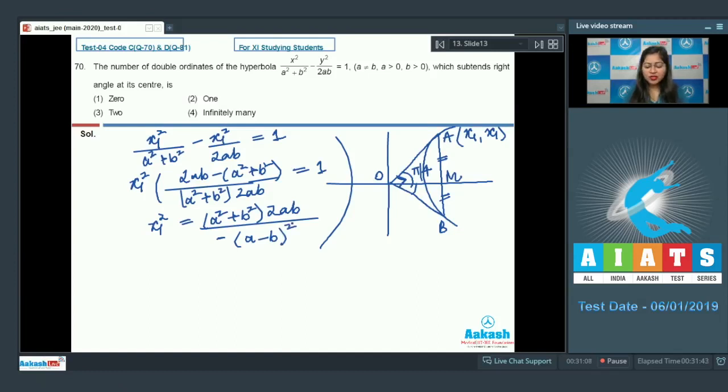Now here in the question it is given that a and b are greater than 0. So we know that a square plus b square is greater than 0 and 2ab is greater than 0. Also (a minus b) whole square is greater than 0. So the quantity on the right hand side is negative due to this minus sign and the quantity on the left hand side is positive because x1 square is always greater than or equal to 0. So there is no solution for x1, right? So we can say that the number of double ordinates which subtend a right angle at its center is 0. So the correct answer will be option number 1.